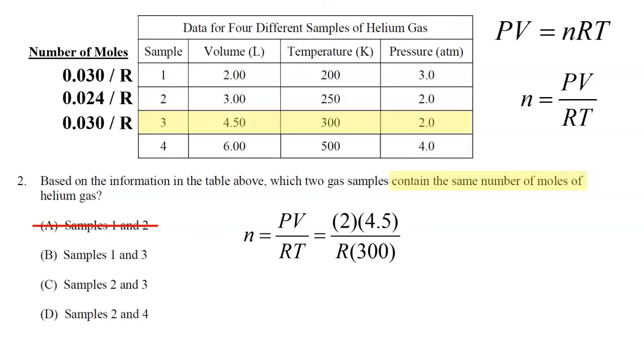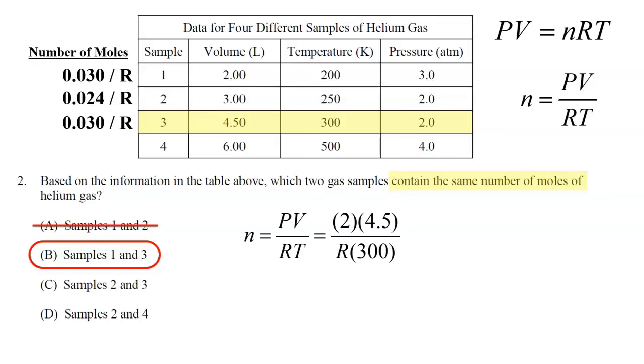So now I can see that mathematically, the expression for sample 1 and the expression for sample 3, that PV over RT expression, is mathematically the same. So I'm pretty confident that the correct answer to question 2 is choice B, because samples 1 and 3 gave me the same value for that ratio of PV over RT.